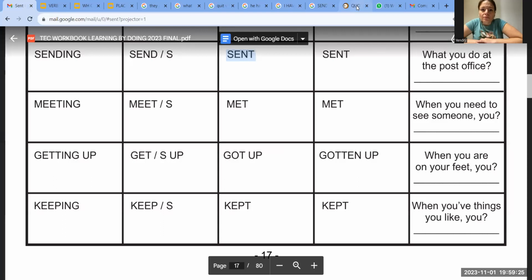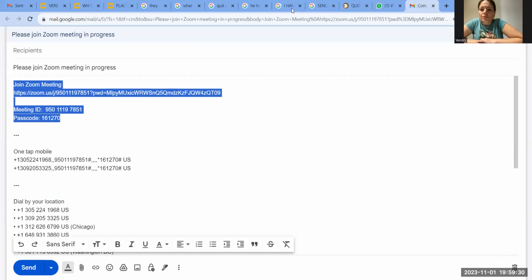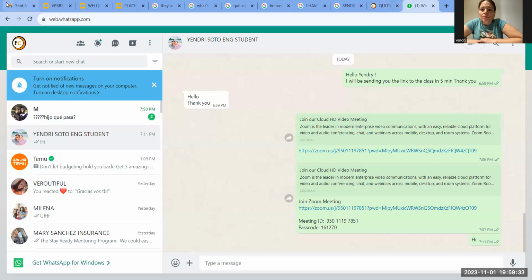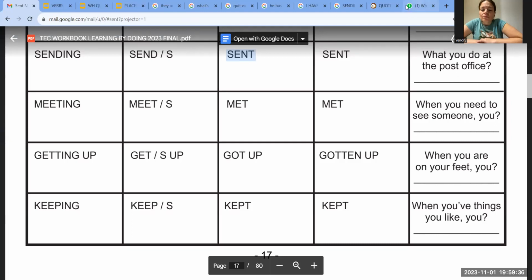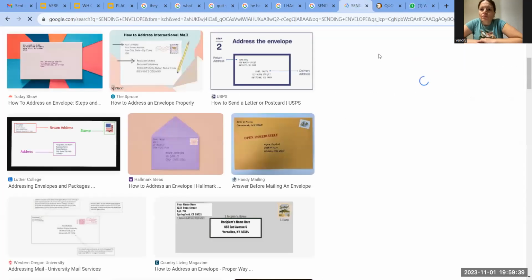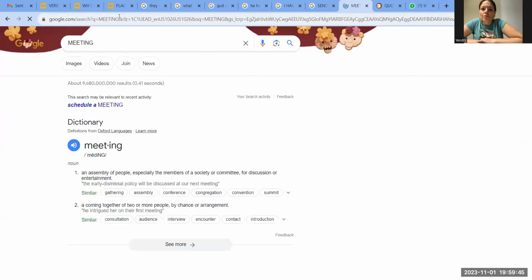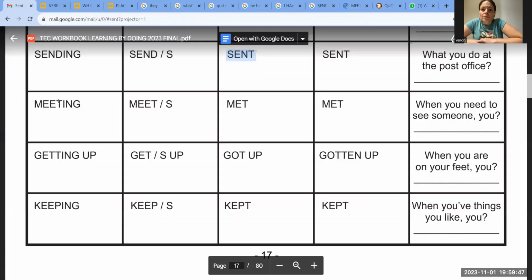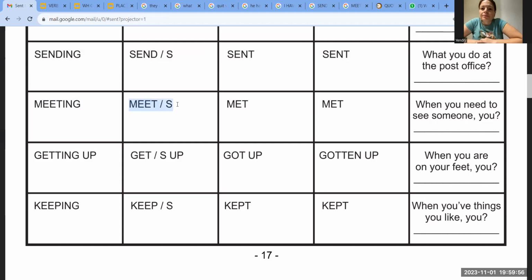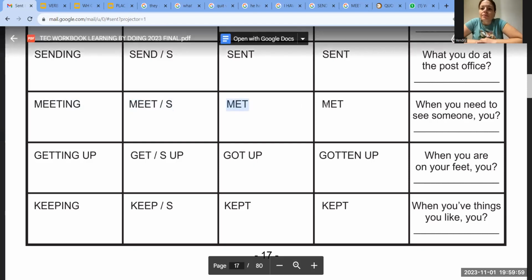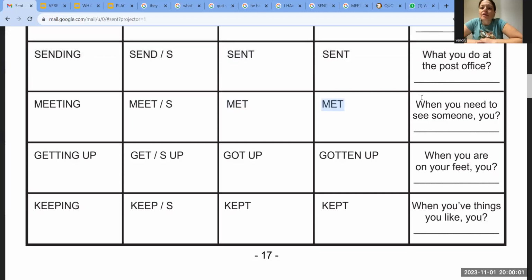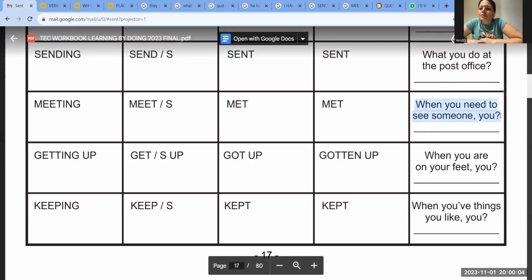So we have some time to finish our verbs. That was the last exercise I wanted to do. So let's go back to our verbs and do the meeting. All right, so let's practice. Yendry, please repeat: meeting, meet, meet, met, met, met. When you need to see someone, you meet them.